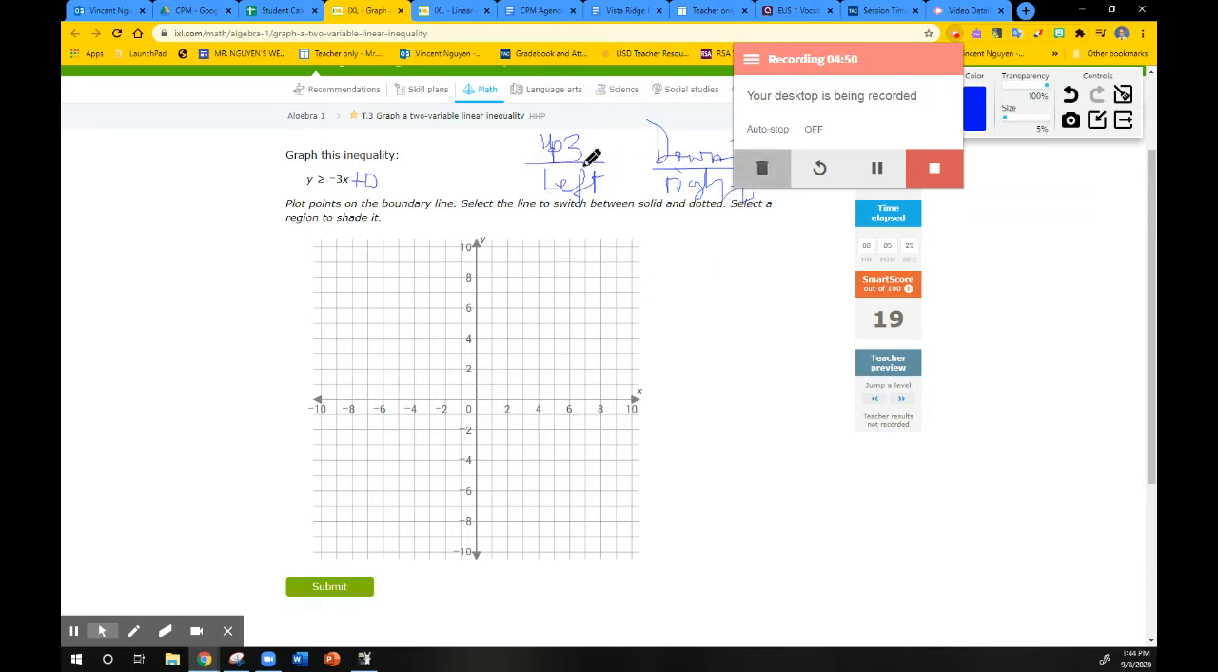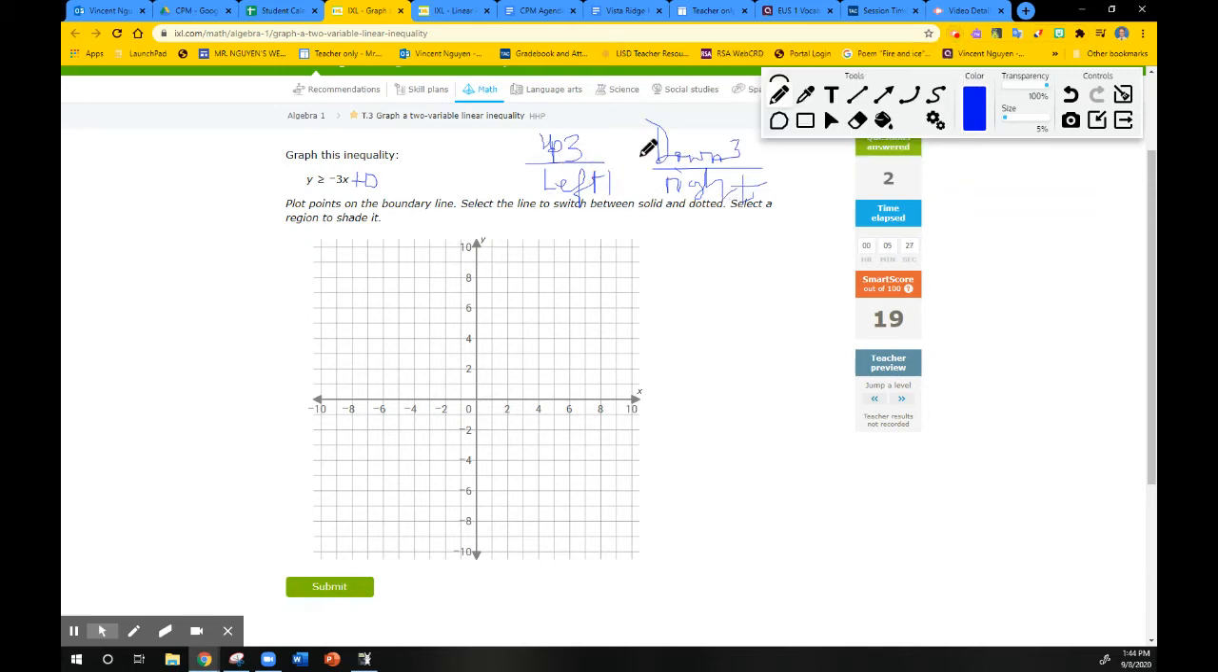Anyway, so up 3 and left 1, if you want to use that slope. So let's do this. We start at 0. We go up 3, left 1. Notice my line is actually negative.